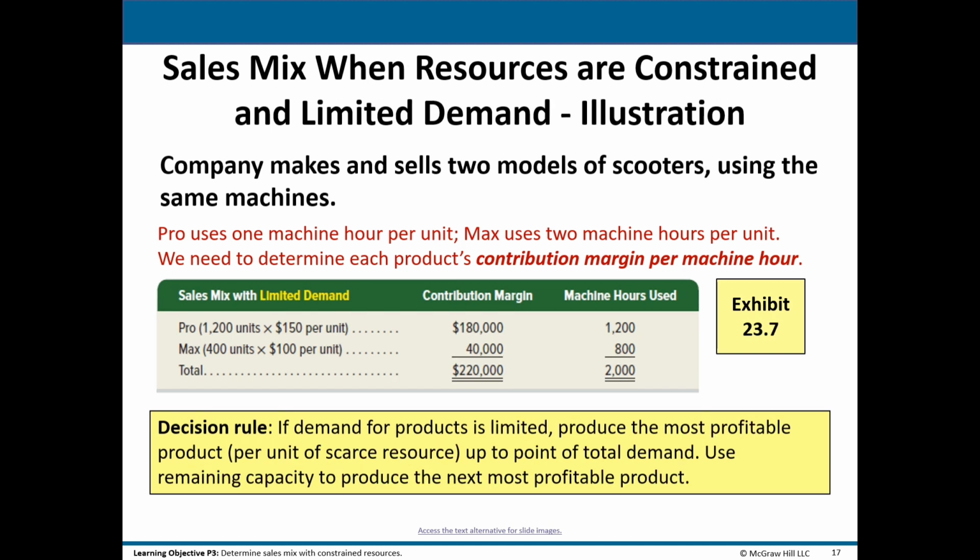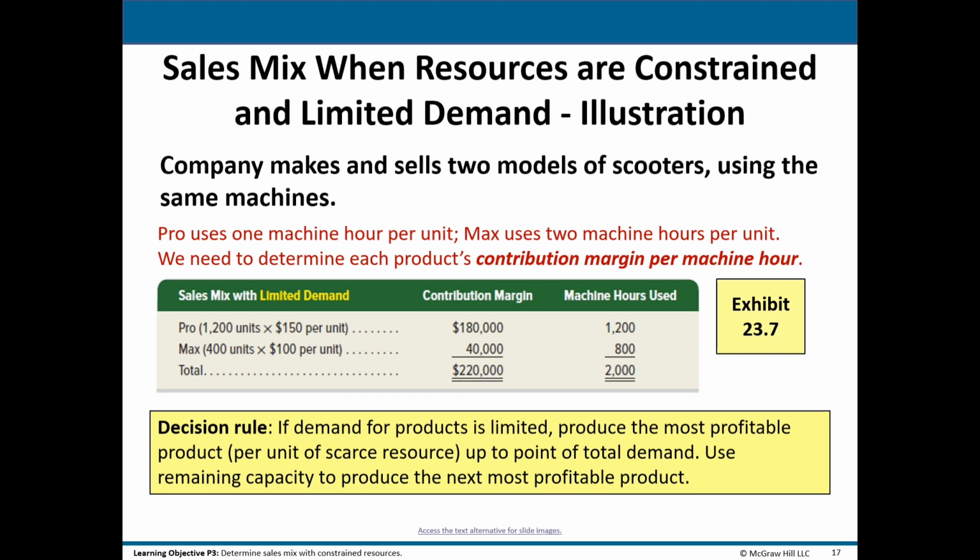So what if there's limited demand? If demand for the Pro model is limited to 1,200 units, for example, the company will first produce the 1,200 units of Pro, using the 1,200 machine hours required to make them. This leaves 800 machine hours to produce the Max model. 800 machine hours results in 400 Max scooters. As you remember, Max requires 2 machine hours to make. This sales mix yields a $220,000 contribution margin, as we see here in 23.7.